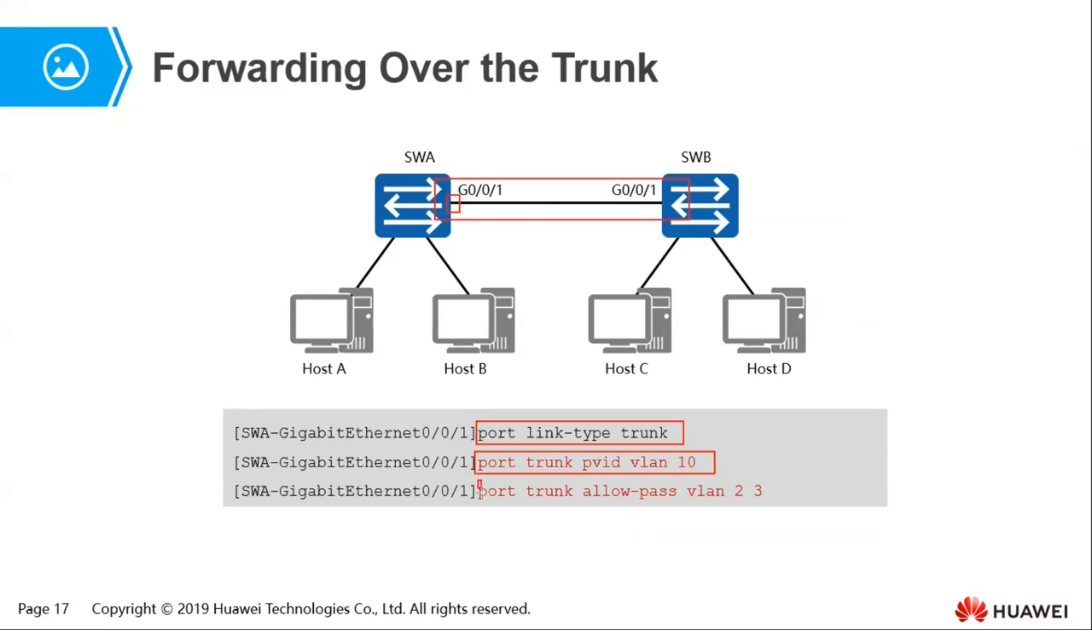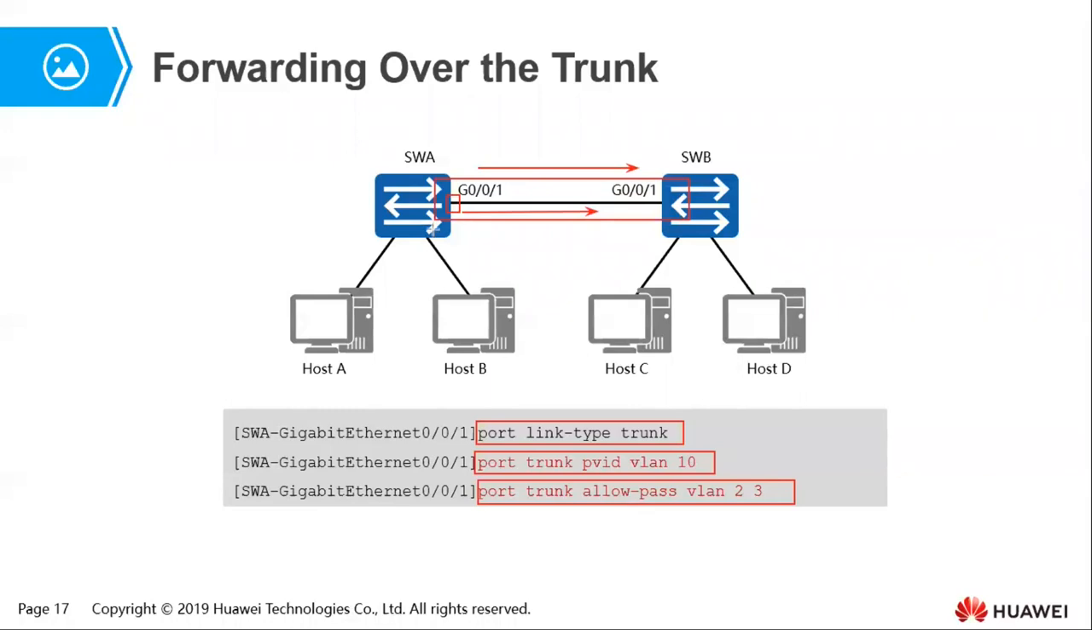Then we use this command here, port trunk allow-pass vlan 2 3. So what does that mean? You remember we said that for a trunk link to carry tagged frames, you must allow them to pass. This particular command will allow this interface to forward frames from VLAN 2 and frames from VLAN 3 as tagged frames.